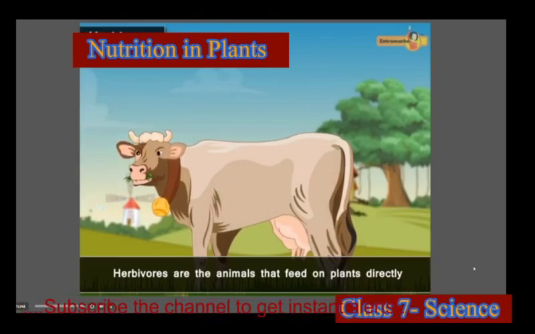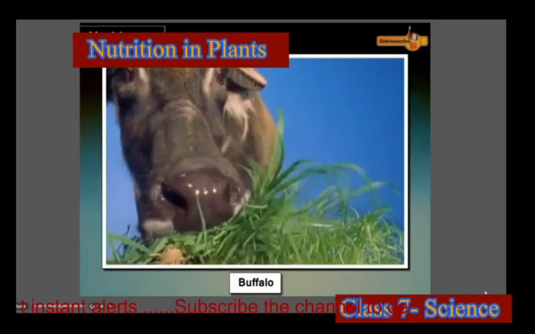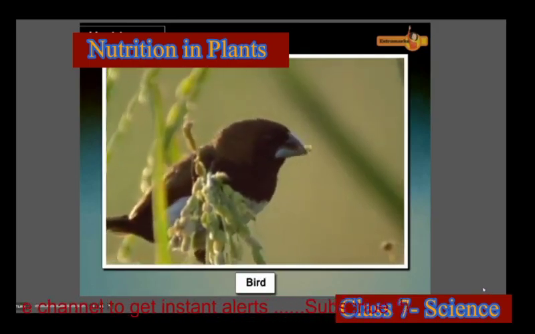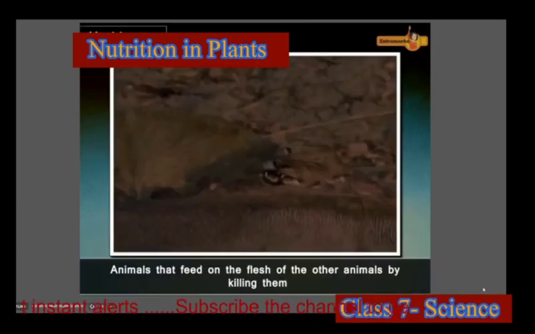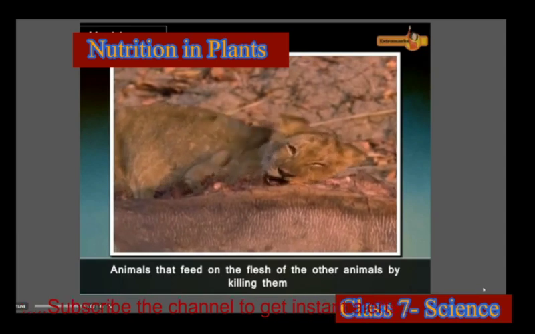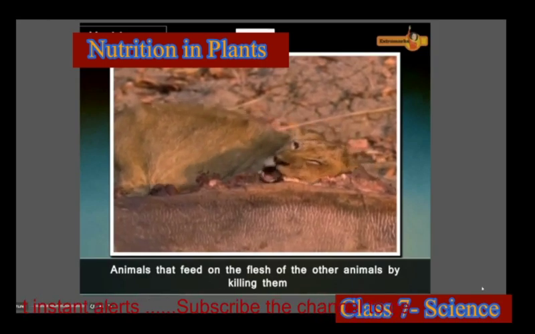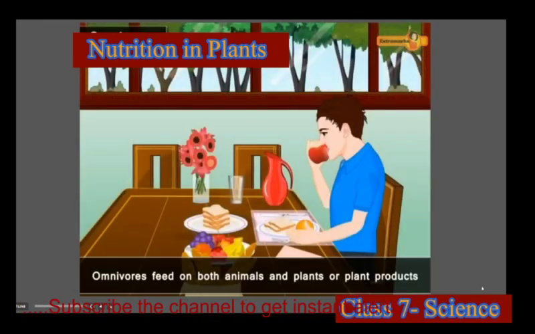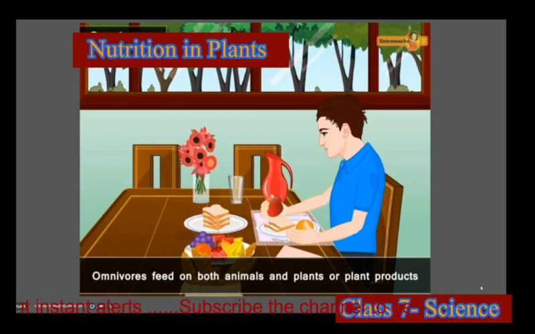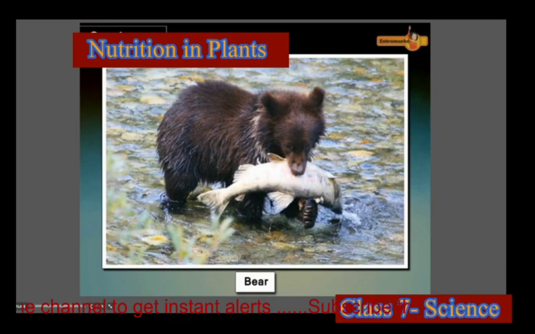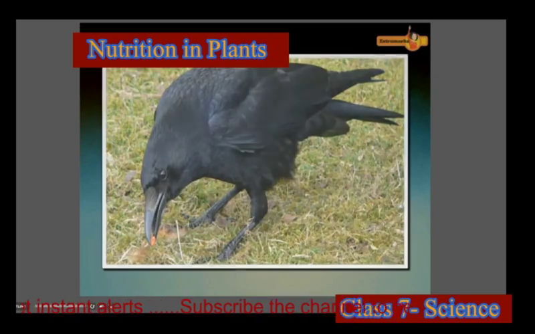Herbivores are the animals that feed on plants directly, for example, cow, buffalo, deer, etc. Some birds are also herbivore as they feed on plants and plant products. The animals that feed on the flesh of the other animals by killing them are called carnivores. For example, lion. We humans feed on both animals and plants or plant products. Hence, we belong to category omnivores. Other examples of omnivores are bear, crow, etc.